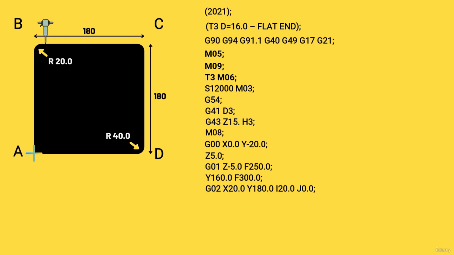So this line of code would move our cutter around a 20 mm radius where the center point is 20 mm away along the x-axis and 0 along the y-axis. And we define our finishing point by using the x and y coordinates.